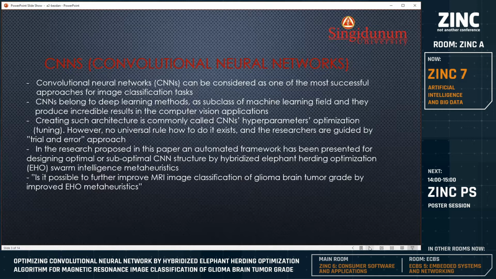In the case of medicine, and more specifically MRI scans of glioma tumors, CNNs are efficiently used in different types of image classification and segmentation. Also, one thing noted here: in the research proposed in this paper, an automated framework has been presented for designing optimal or suboptimal CNN structure by hybridized elephant herding optimization, or for short EHO, swarm intelligence metaheuristics. The research shown in this manuscript is an extension of previous works from the domain of MRI image classification, as well as from the area of EHO metaheuristic improvements.